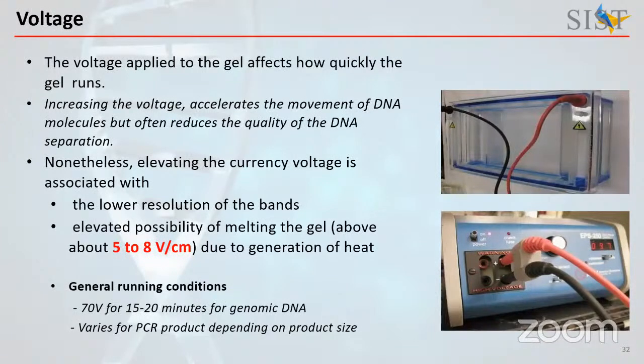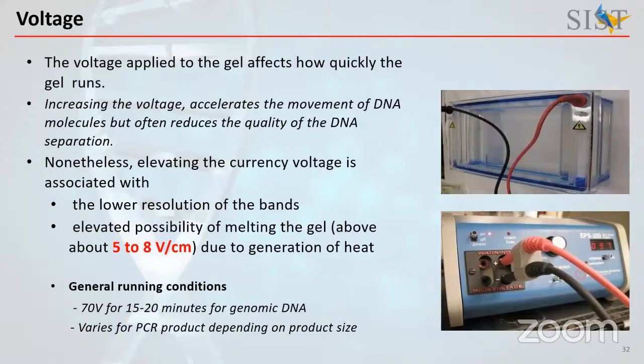So the voltage we use for electrophoresis is important. We can't change the voltage along the gel electrophoresis. It should be kept at a constant rate. And if the voltage is too high or too low, it can also affect the gel electrophoresis.